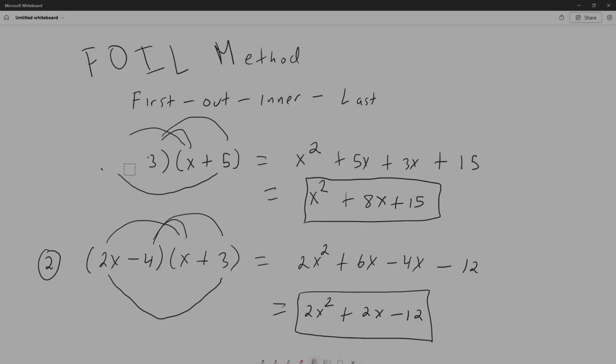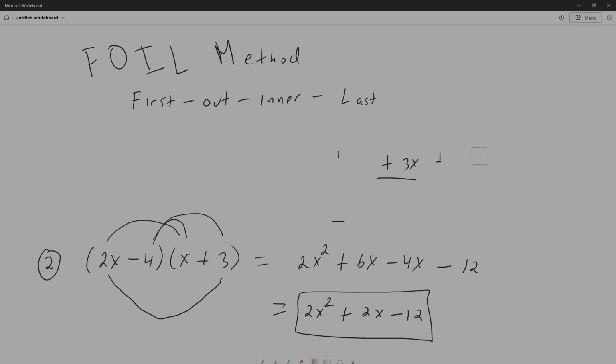Now let's do example number 3. Example number 3 says 3x plus 2 times x minus 7. Okay, so we're gonna do first, which is 3x times x, that's gonna be equal to 3x squared.